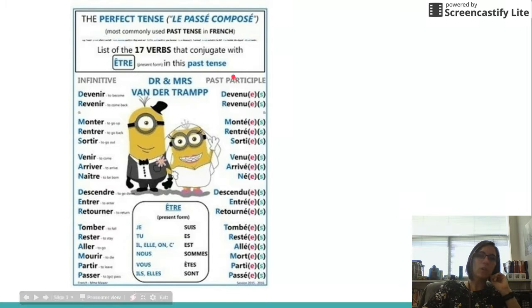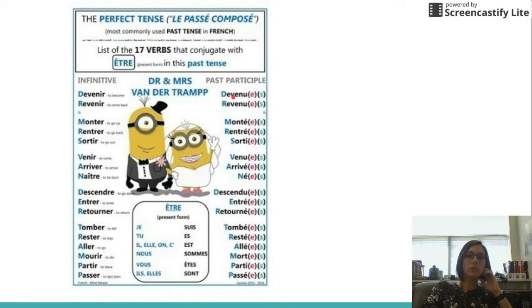And here you'll see are all the past participles of the Dr. and Mrs. Van der Tramp verbs. You'll see devenir, revenir, venir, naître, and mourir are all irregular. So make sure you mark those.